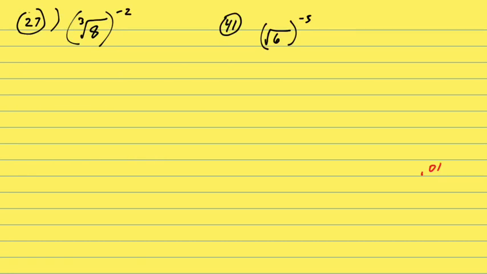Okay, some more questions from 3.1. The third root of 8, which happens to be 2, raised to the negative 2, means you move it to the other side of the fraction and turn it into a positive exponent.